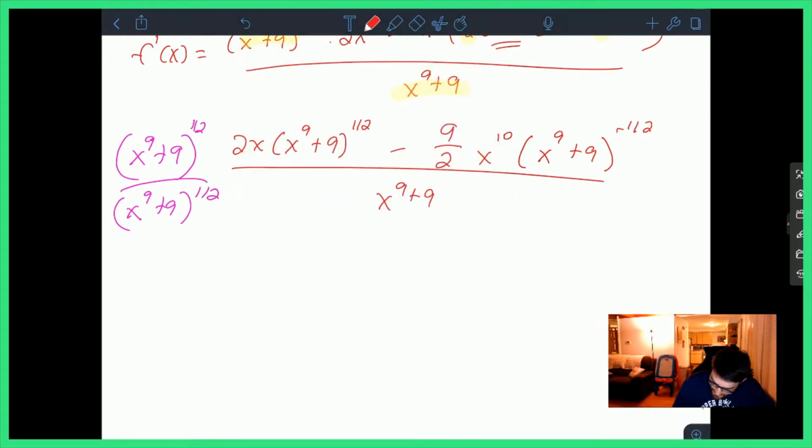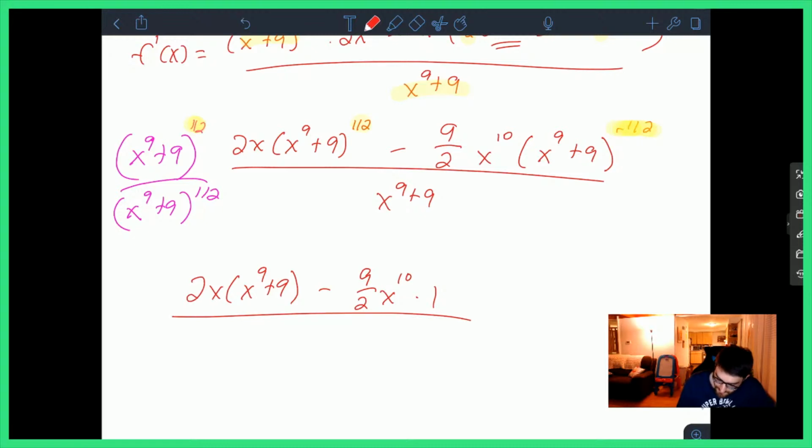So if we distribute this x to the 9th plus 9 to the 1/2 power, this right here, the 1/2 power and the 1/2 power, the rule is to add exponents. That's just to the first power. So this would be 2x times x to the 9th plus 9, now raised to the first power, minus 9/2 x to the 10th. And then if I do a negative 1/2 power times the 1/2 power, that actually makes the 0 power, which becomes 1, which makes the term entirely useless. It could just be like a times 1 right there.